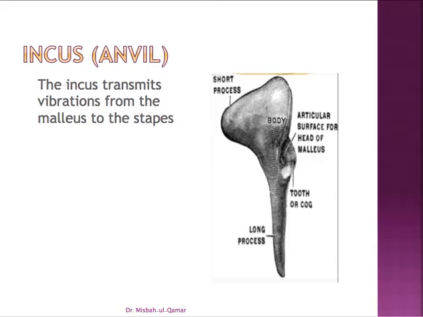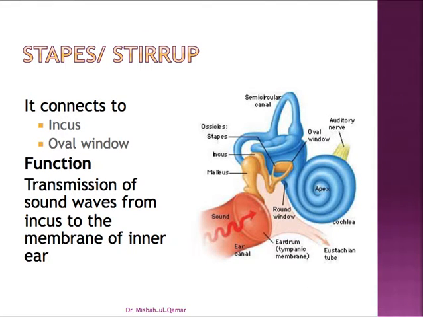So, what does incus do? Incus, which is sometimes also called anvil, is the second bone in the chain, and it is located in between the malleus and the stapes. And the incus transmits the vibrations from the malleus to the stapes. All right, stapes, which acts as a stirrup.